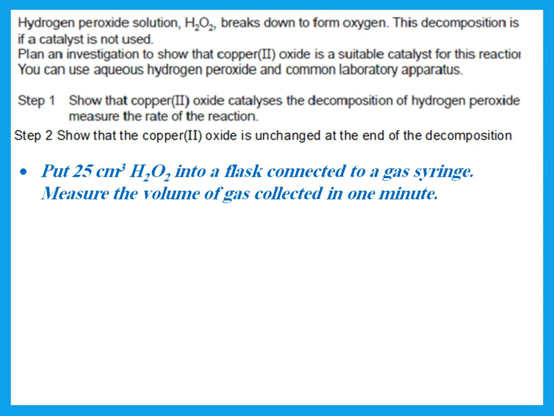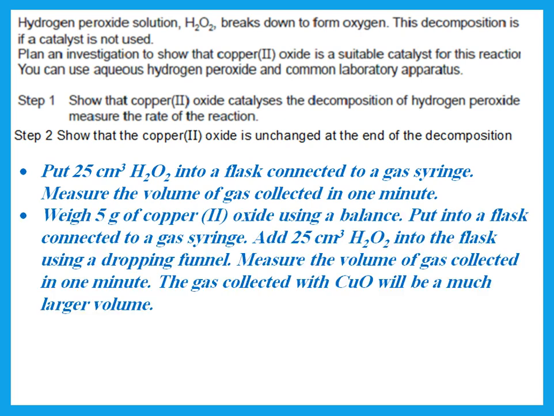Basically the same thing, but let's go through this. He says put a certain volume, so I like to specify 25 centimeter cubed of H2O2 into a flask connected to a gas syringe. So we're using the same apparatus, a flask connected to a gas syringe. Measure the volume of gas collected in 1 minute. So remember that this is the reaction with no catalyst. So I'm going to do it first with no catalyst.